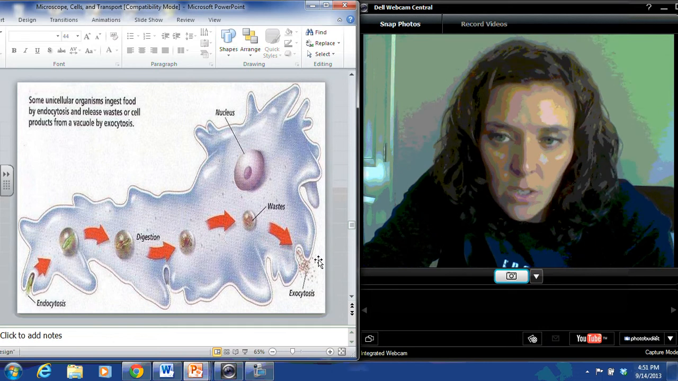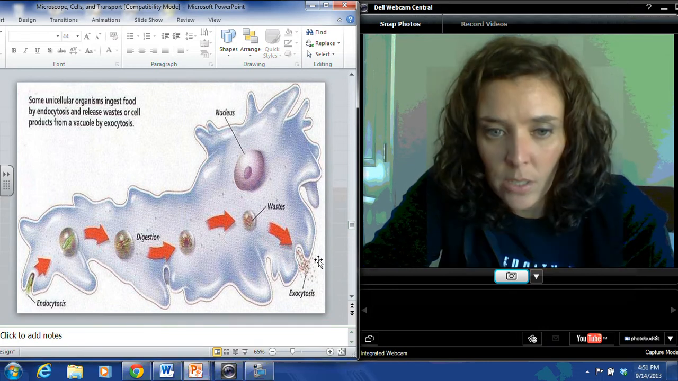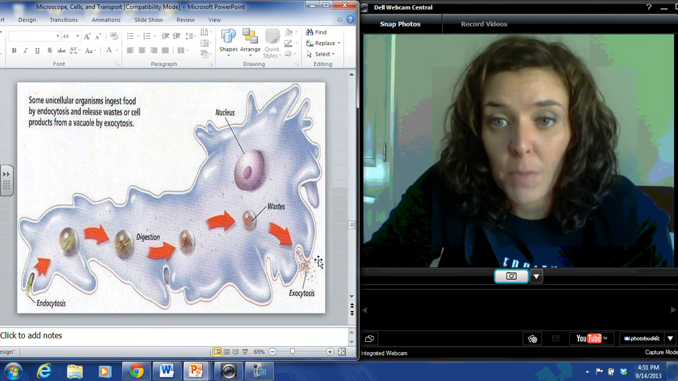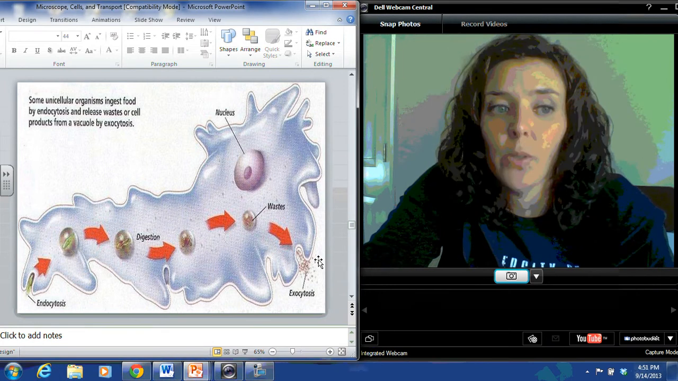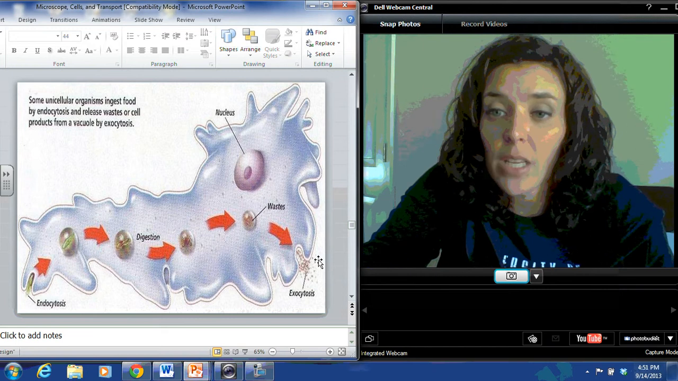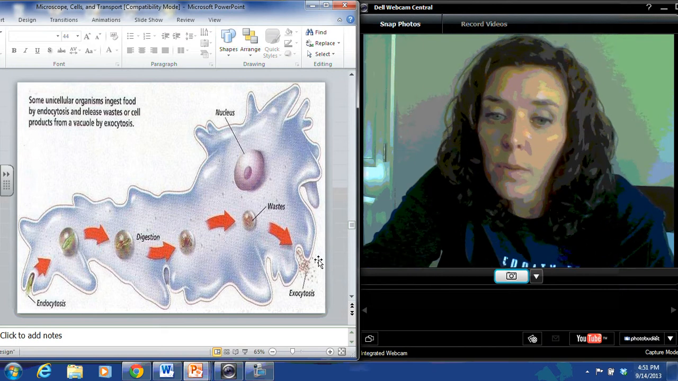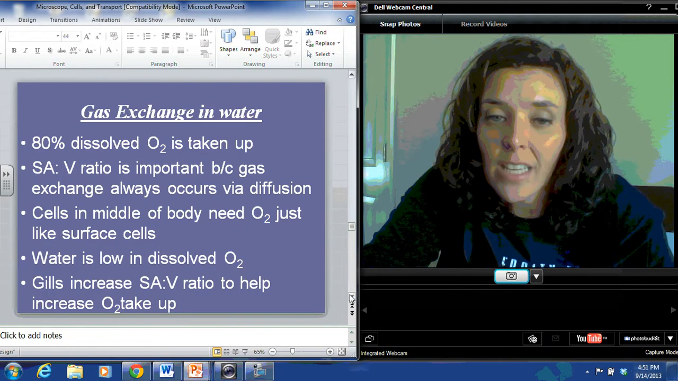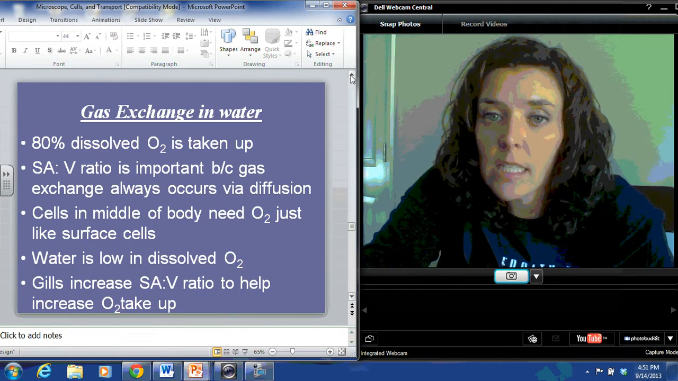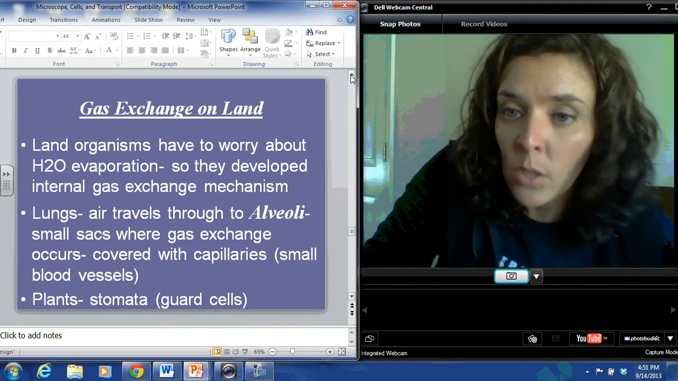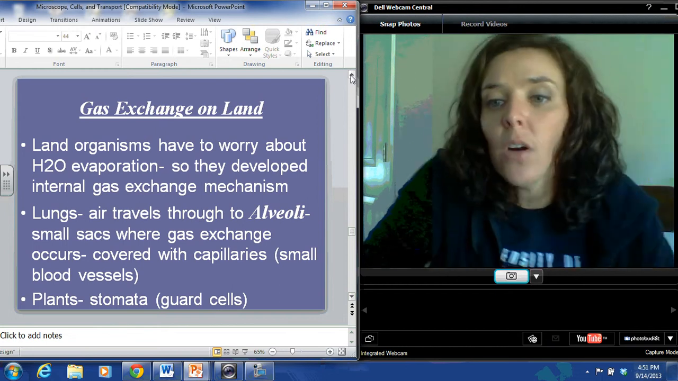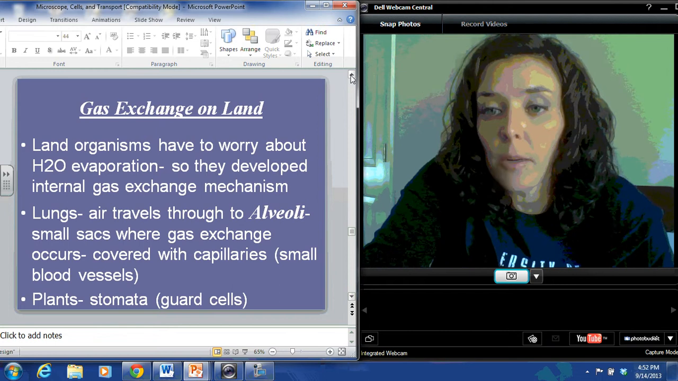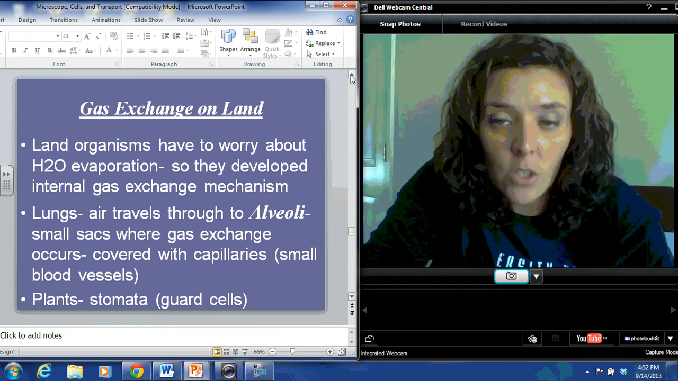So endocytosis and exocytosis are two forms of bulk transport. Again, bulk means large. So these large molecules can enter the cell through endocytosis or be removed by exocytosis. And remember, the two types of endocytosis are pinocytosis, which is movement of liquid into the cell, and phagocytosis, which is the movement of food into the cell. All right, so that's it on the cell transport.